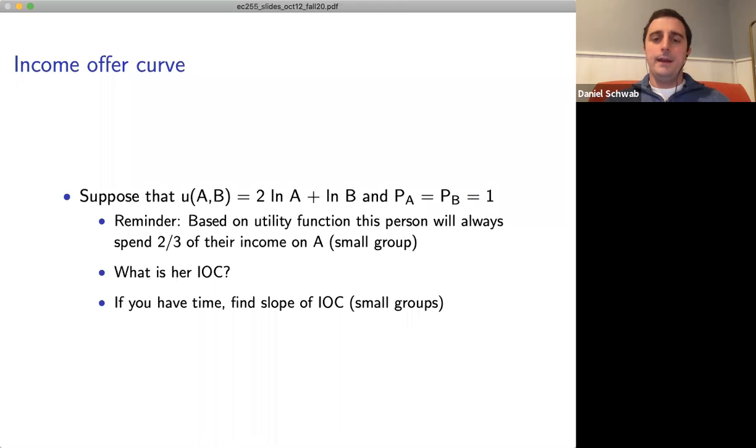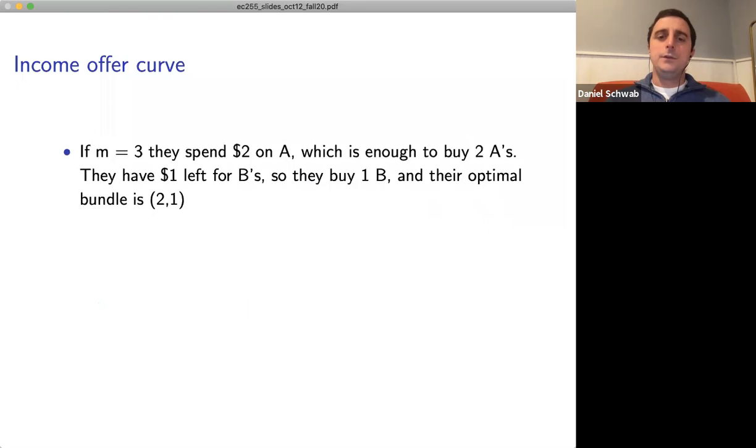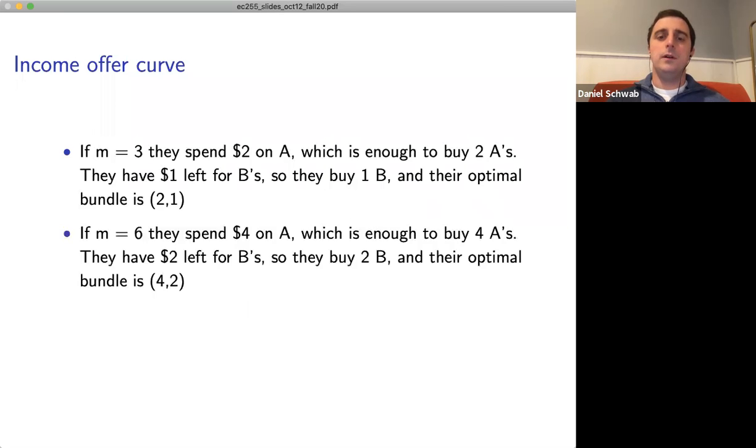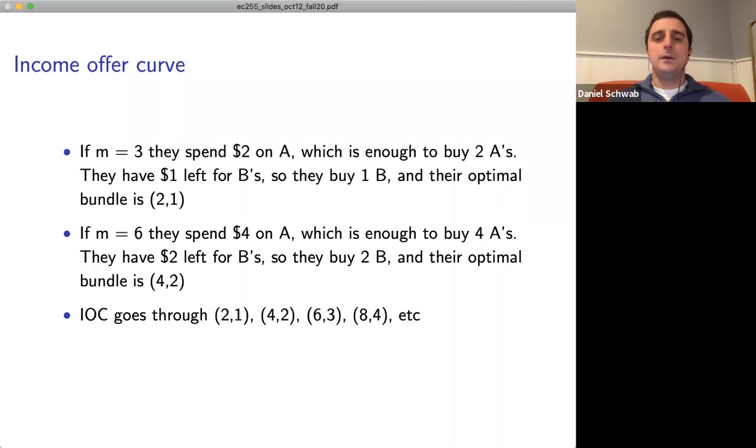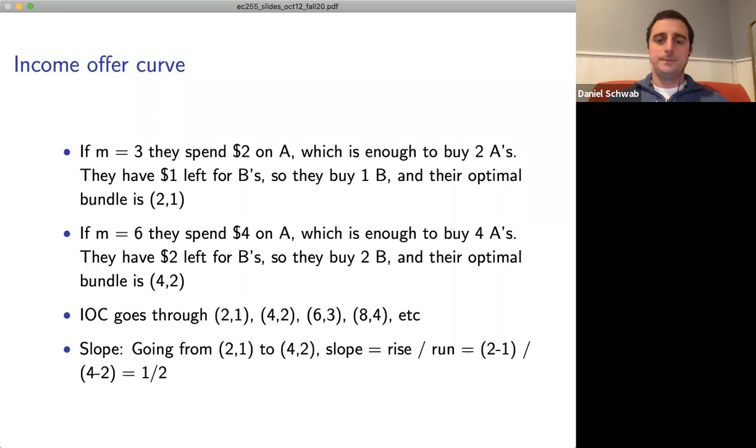We also asked, what is the slope of the IOC if you have time. I'm just going to breeze through this because we spent a fair amount of time on it before. We said, okay, what if they have an M of 3? Well, then they can afford to spend $2 on apples, which is enough to buy 2 apples. So that would lead to a bundle of 2/1. Similarly, if they had $6, they could buy a bundle of 4/2. And so we see that the IOC is going to go through 2/1, 4/2, 6/3, 8/4. These are all the bundles where someone is spending 2/3 of their income on apples.